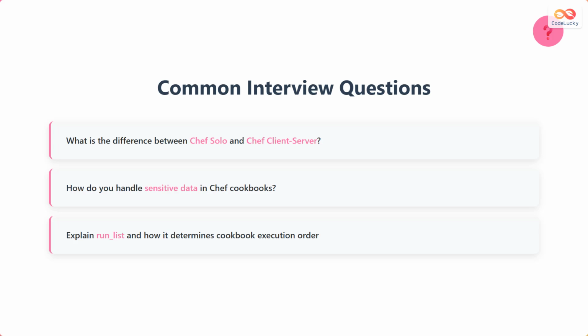Third, understanding run lists and cookbook execution order is essential. A run list defines which recipes should be executed on a node and in what order. Dependencies between cookbooks also affect execution order. Being able to explain these concepts clearly demonstrates your practical understanding of Chef operations.